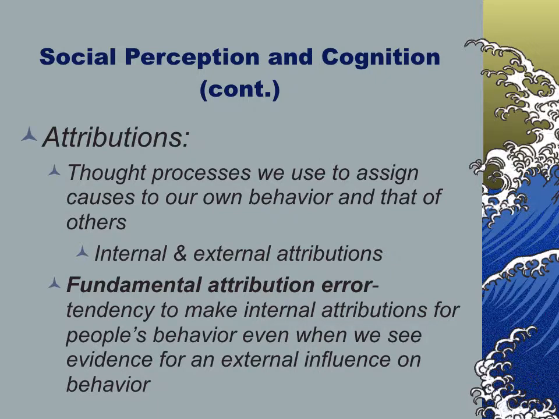One fun theory here is when we tend to assign internal attributions for others. The fundamental attribution error itself is the tendency to make internal attributions for people's behavior, especially when it's mistakes, even when we see evidence for an external influence on the behavior. So, for example, if I'm walking down the sidewalk and I trip on a crack in the sidewalk, I blame the crack on the sidewalk, that external attribution. Whereas if I see you walking down the sidewalk and you trip on that same crack, I assume it's because you are clumsy, which would be an internal attribution, right?